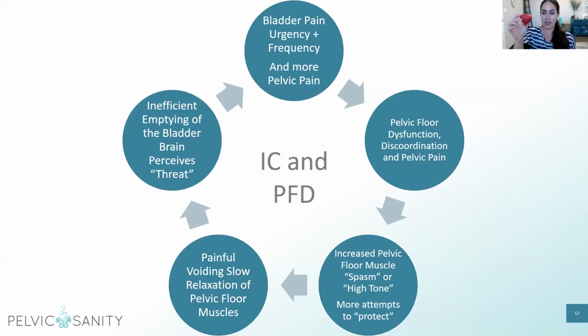And so your bladder gets irritated from either incomplete emptying or this increased pelvic floor muscle spasm. And then the inefficient emptying of the bladder goes up to your brain and it's like, dang, that is not working. I better tell her or him, he needs or she needs to go to the bathroom more. So you get more bladder pain, more urinary urgency, more frequency, more pelvic pain. And then we have more pelvic floor dysfunction, right? And so we're in this cycle.